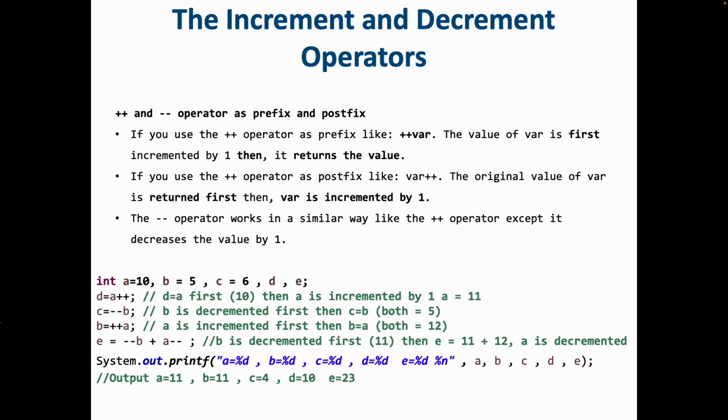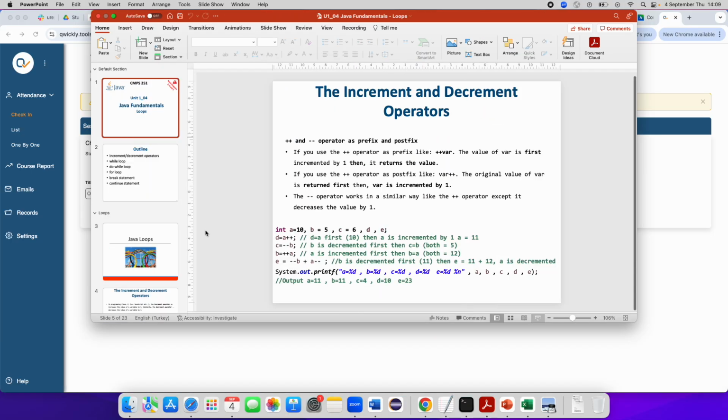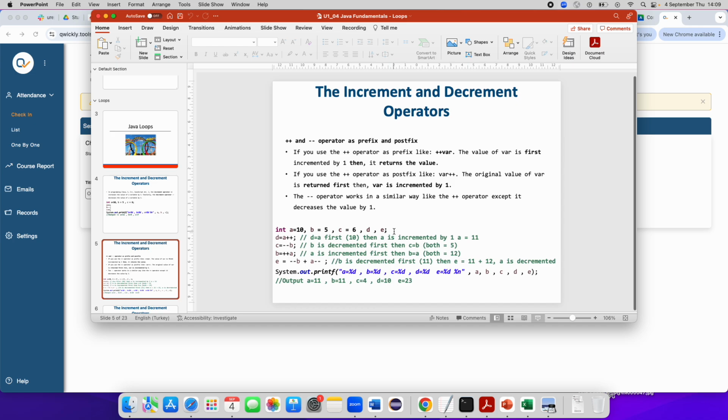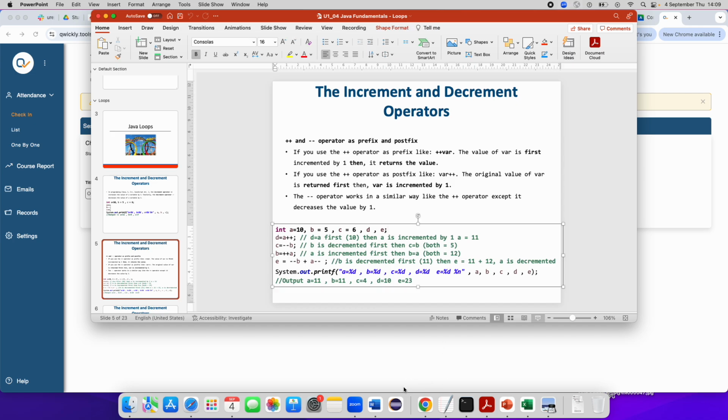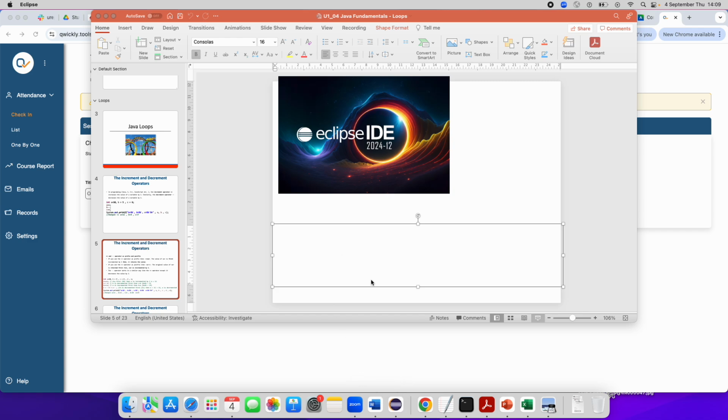I said that a is 10, okay? If I say d is equal to a plus plus, what will happen is that I will first do the assignment. So d will be 10, and then I will do the incrementation. So a will be 11. If the code was different, let's say that the code is, let me actually open it through Eclipse. That would be better.